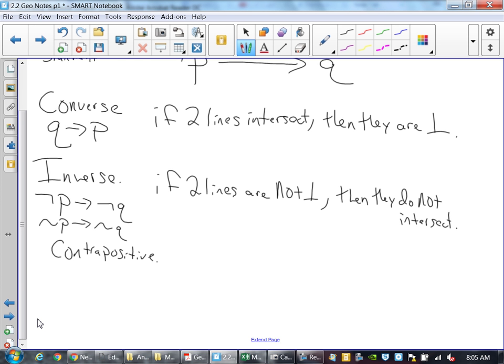The contrapositive is not Q implies not P. You negate the back half, which implies that you've negated the front half. Yeah, so it's not Q implies not P. Oh, so basically you're going back to your converse. If two lines do not intersect, then they are not perpendicular.